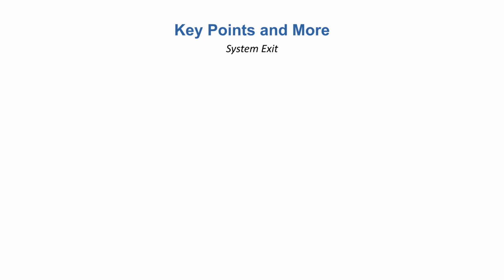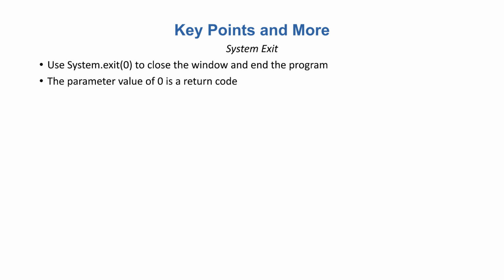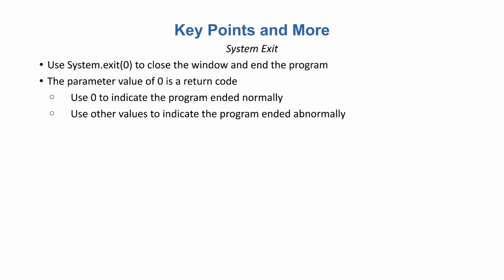Key points and more. System exit. Use System.exit(0) to close the program window and end the program. The parameter value of 0 is a return code. Use 0 to indicate the program ended normally. If your program ended abnormally, for example, if it hit an exception that you thought should just end the program, you could choose a different return value and document what that return value means. We will end all our programs normally, so my programs all exit with a return code of 0.